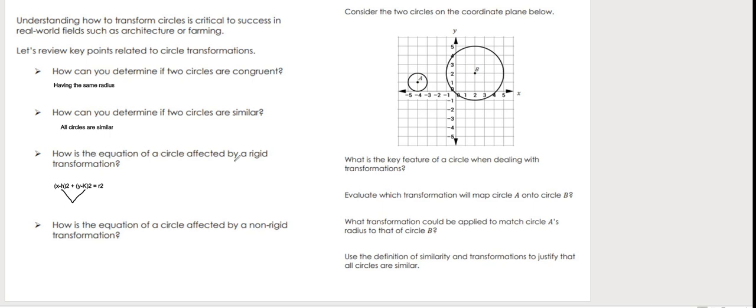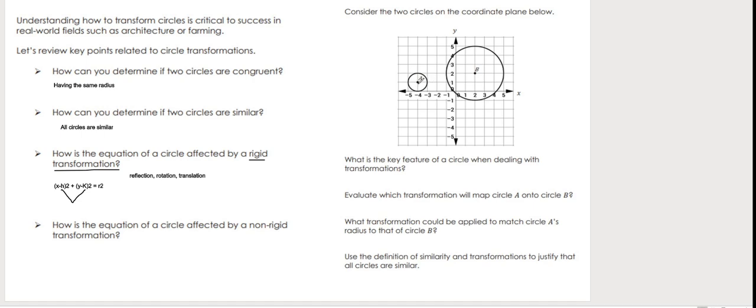So how is the equation of a circle affected by a rigid transformation? When we talk about rigid transformation, remember that it is a shape that is not going to change. So we have reflection, rotation, and translation. These are the ones that are rigid. They're not going to change. If we reflect it, the radius will stay the same because the size of the shape is not changing. So the radius will be the same.